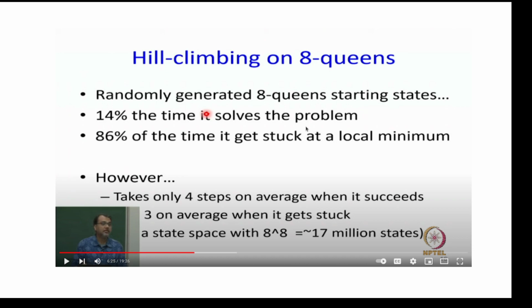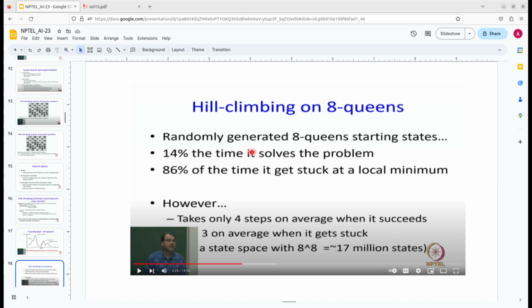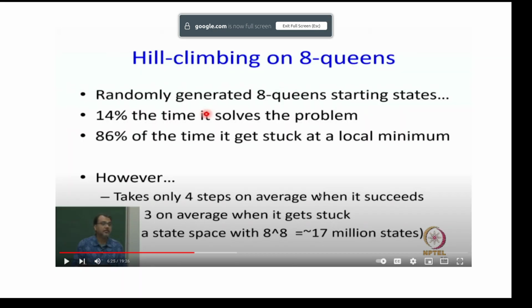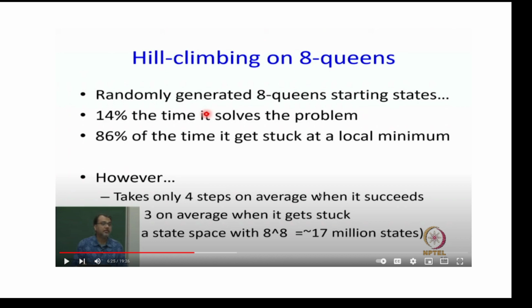Only 14% of the time it is able to do so, but 86% of the time it gets stuck in a local maximum or minimum. So as we are saying, it has a problem of local minimum. Out of 100, 14% of the time it is going to have a solution, and that the ideal one, but 86% of the time it is not able to reach the solution that we are expecting. What solution are we expecting? We are expecting a solution where the chess queens are arranged in such a way that there is not a single pair of queens which attack each other, right?